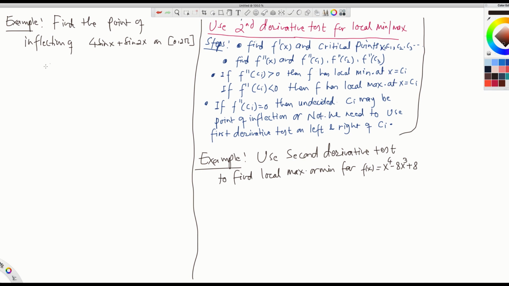Okay, let us look at this example. Find the point of inflection of f of x equals 4 sine x plus sine 2x on the interval 0 to 2 pi. Again, to find the point of inflection, you need to find the first derivative. What is the first derivative? 4 cosine x, right? And then plus, how much is that?